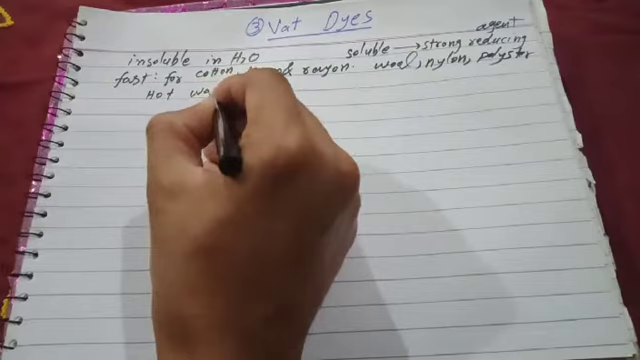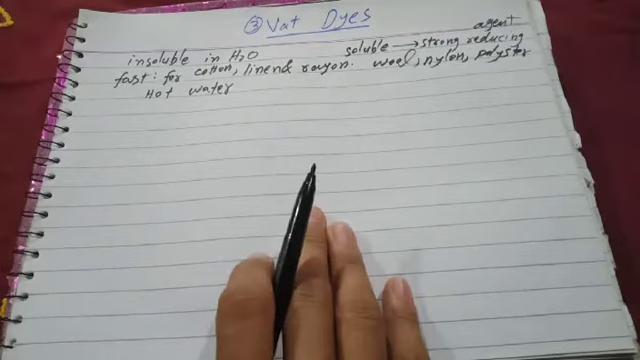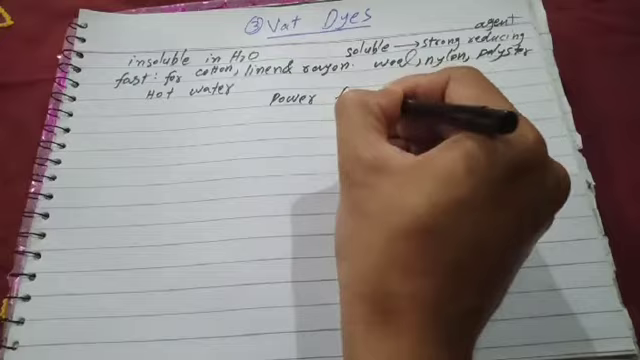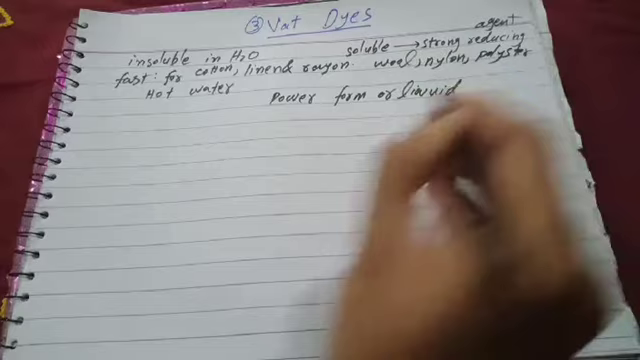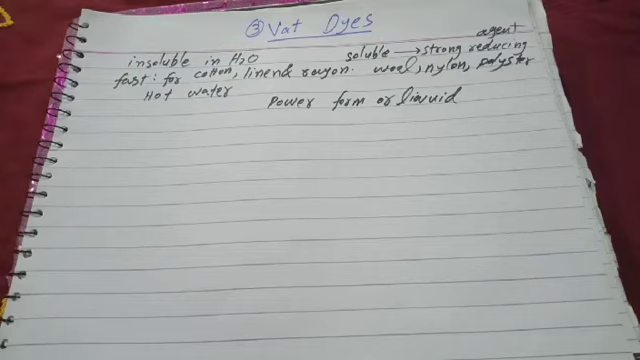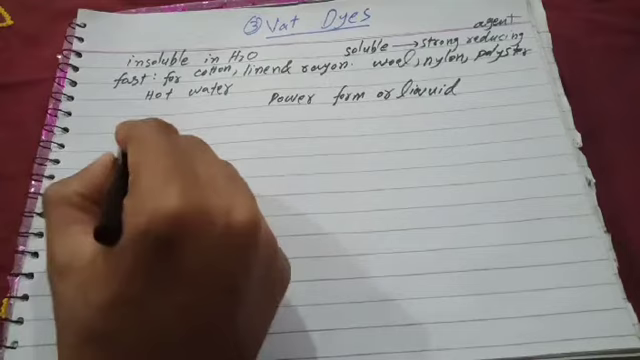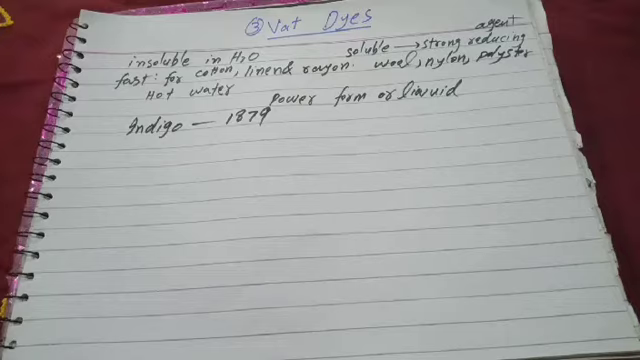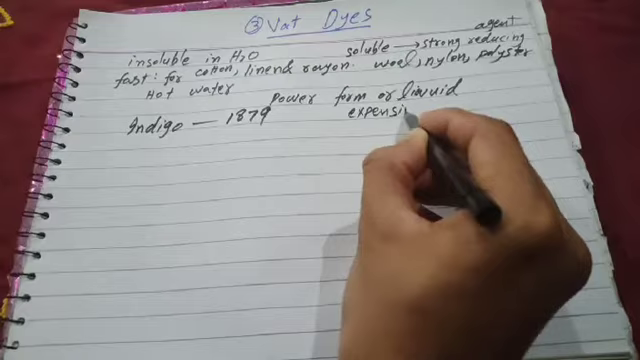Vat dyes are available in both powder and liquid form. The first synthetic vat dye was indigo, which was created in 1879. Vat dyes are expensive because of the initial cost as well as the method of application. It is an expensive dye.